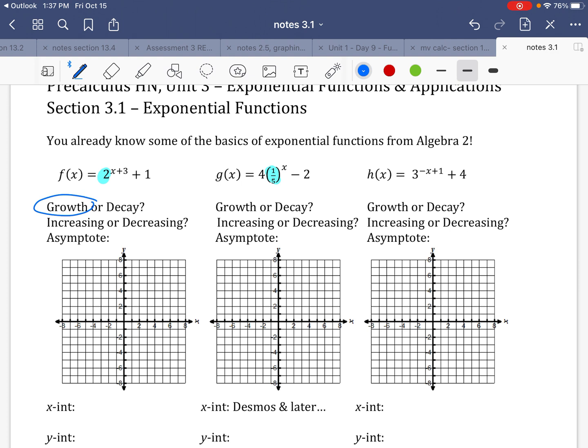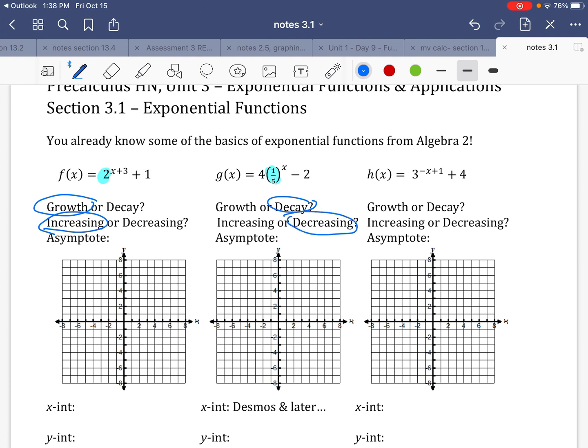Over here on g of x in the middle, 1/5, every time you put a new x in, you get a fifth of what you had before. So say you start off with like 100 bacteria. Well, an hour later, there's a fifth of those left, so 20. And then an hour later, there's a fifth of the 20 left, so 4 left. All right, so that would be decay. So then, of course, when something's growing, you're going to have an increasing function. When something's decaying, you're going to have a decreasing function.